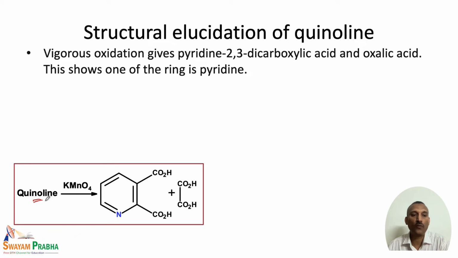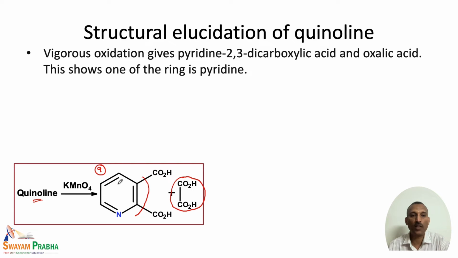Quinoline when treated with alkaline KMnO4, or vigorous oxidation, leads to pyridine 2,3 dicarboxylic acid. So, this clearly tells that one of the rings is the benzene ring, which would have undergone oxidation, because we end up with a 2 carbon acid, that means oxalic acid is also formed. So, total if you look at how many carbon atoms are there, we know there are 9 carbon atoms that are present.